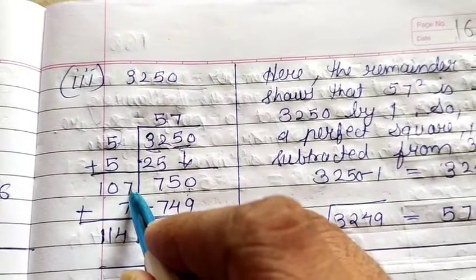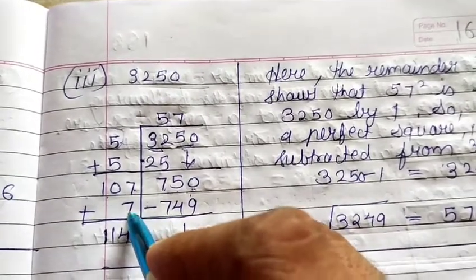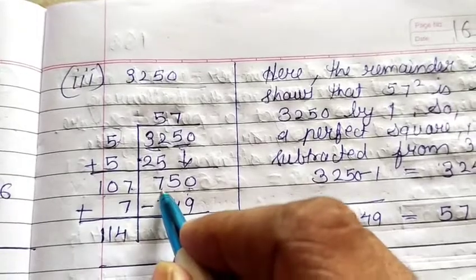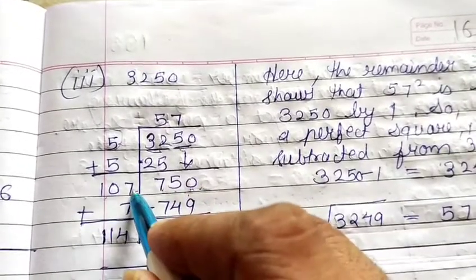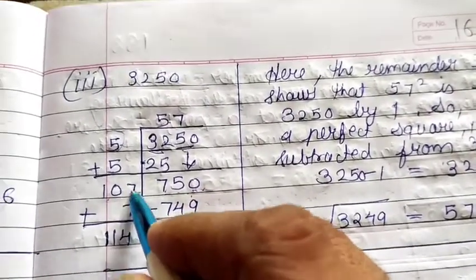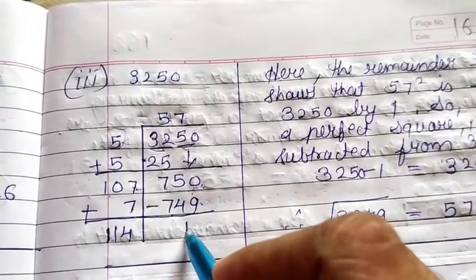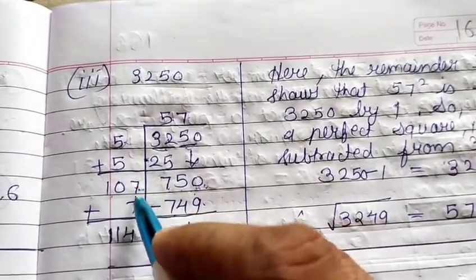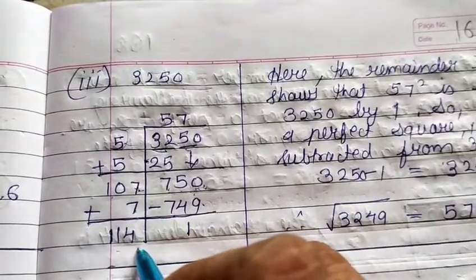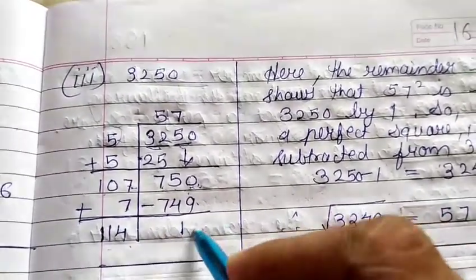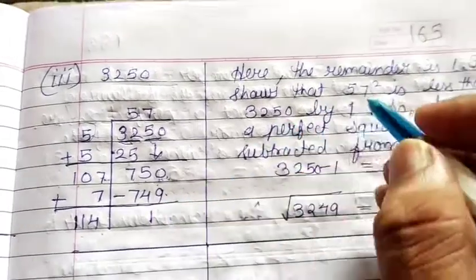Now dear student, here 750 is there, and what value will you take over here? If you take 8, it will become more than 750. So you have to take a number which should be less than 750. So I have taken 7. Thus when you multiply 107 with 7, you will get 749, which is less than 750, and you will get remainder 1. And whatever value you have taken over here, the same value you have to add. You will get 114. These are of no use. Now dear student, I got remainder 1 over here.